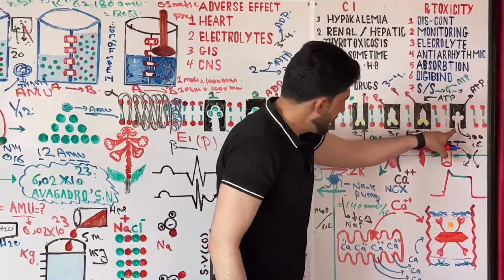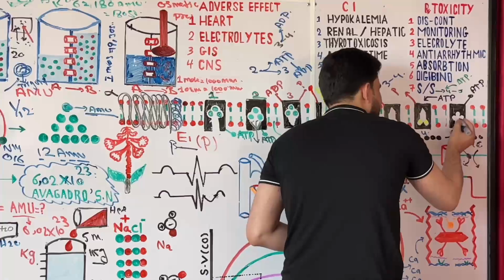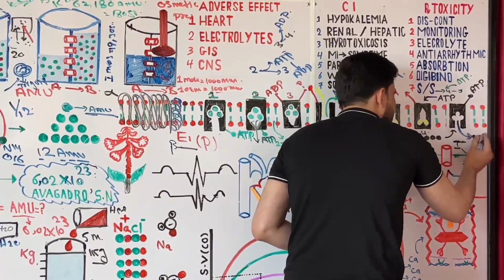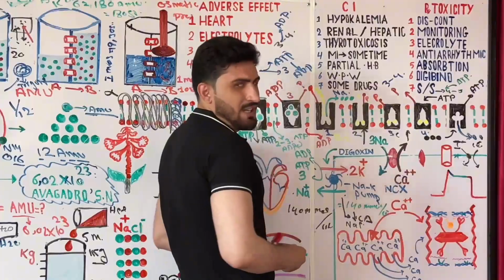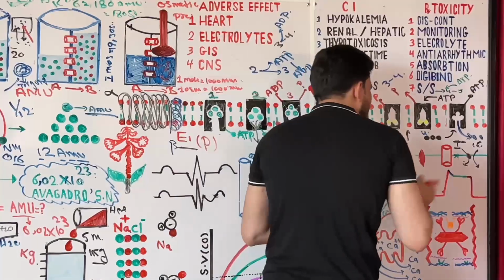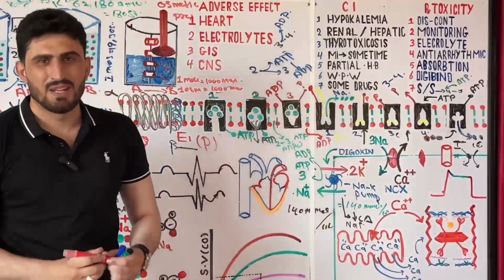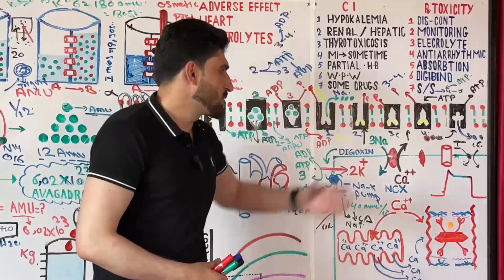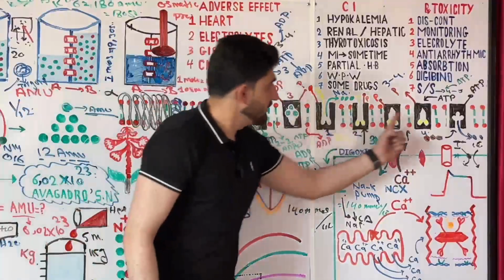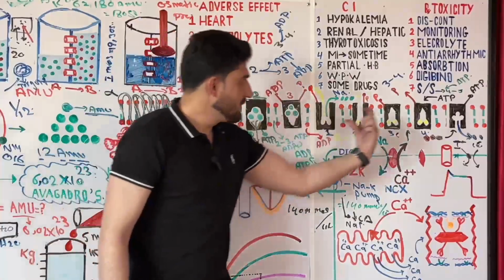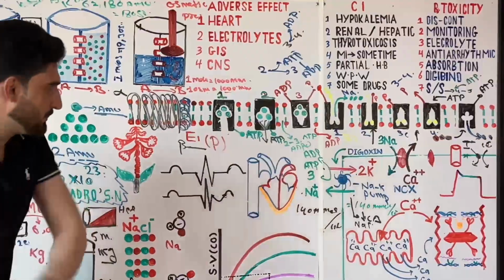And now the affinity of this pump for potassium is less, so it will lose 2 potassium, and the affinity for sodium is now more, and it's ready to get 3 more sodium for the next cycle. So this was actually the cycle and steps of the sodium potassium pump.